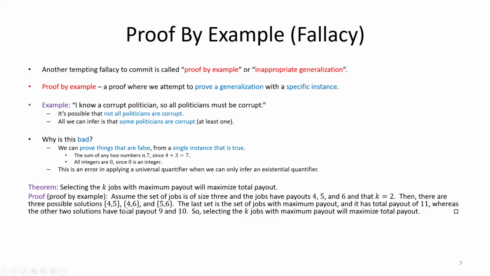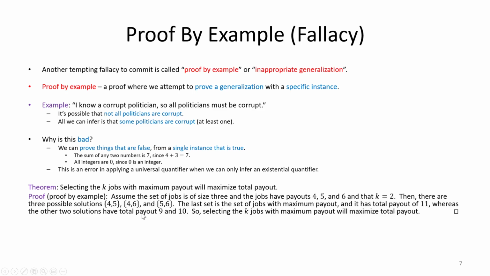We could pick 4 and 5. We could pick 4 and 6. We could pick 5 and 6. The last one is the one with maximum payout, right? We can just inspect them and know that that's true. It has a total payout of 11, whereas the other two have total payout 9 and 10. Again, you can check it yourself if you need to, but all the information is here. 9 and 10 is obviously less than 11. So our algorithm is correct on this instance.